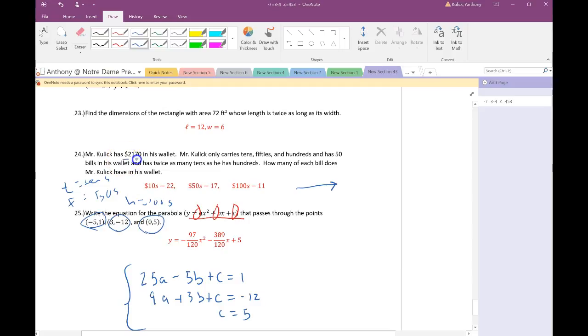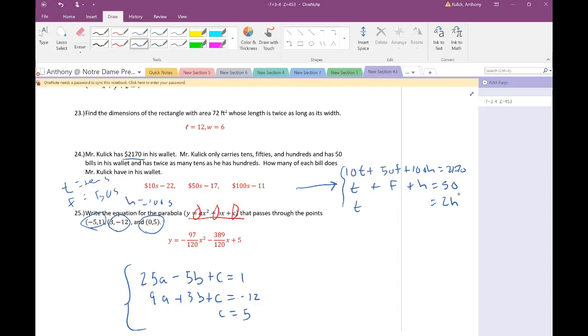So it says I have $2,170 in my wallet. So I have 10 times T plus 50 times F plus 100 times H will give me my money in my wallet. It says I have 50 bills total in my wallet, so T plus F plus H should give me 50, right? And then I have twice as many 10s as I do hundreds, so T is going to equal 2H. And then it just solves the system.